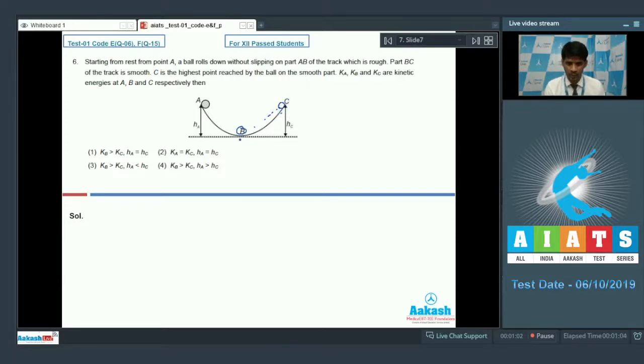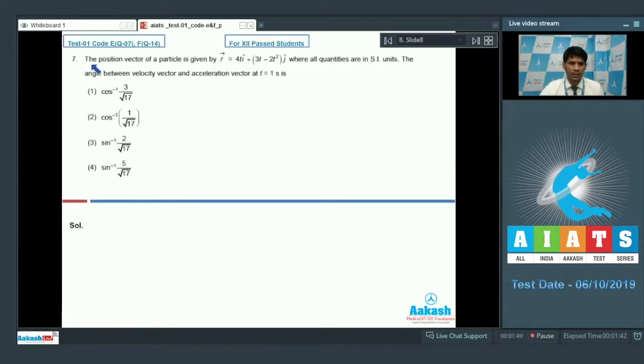So what I would say, kinetic energy will be maximum at point B and height HA will be higher than height HC. Looking at the options, kinetic energy of B is greater than C. Both of these two options have kinetic energy B greater than C, and HA should be higher than HC. Looking at the options, here HA is higher than HC. For question number 6, option 4 is the correct answer.